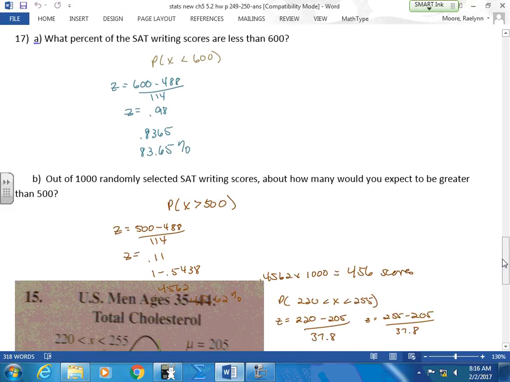And then here's the part that we did yesterday too. Out of 1,000 randomly selected SAT scores, how many would you expect to be greater than 500? First thing you have to do is find the probability that they are greater than 500. Then take that area, that probability, under your curve to the right, and subtract from 1. Find your z-score, find your probability, and then multiply that by 1,000. And round to whole numbers. You count people discretely, with whole numbers.